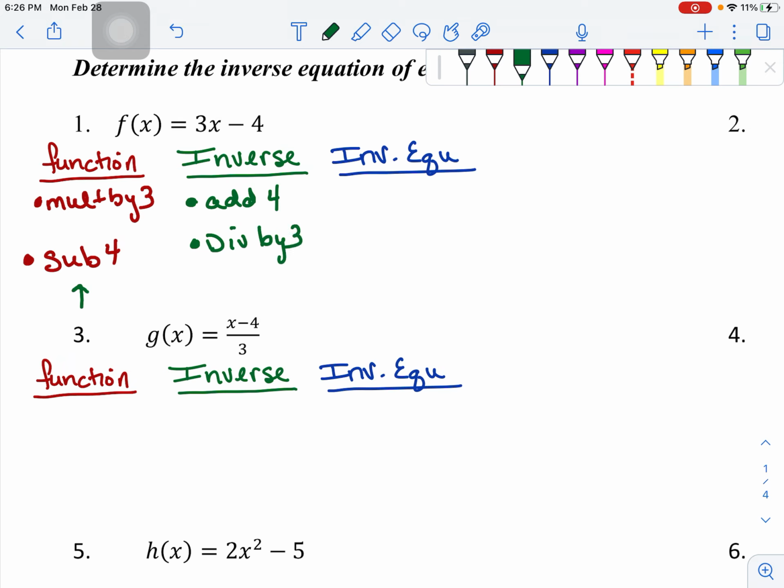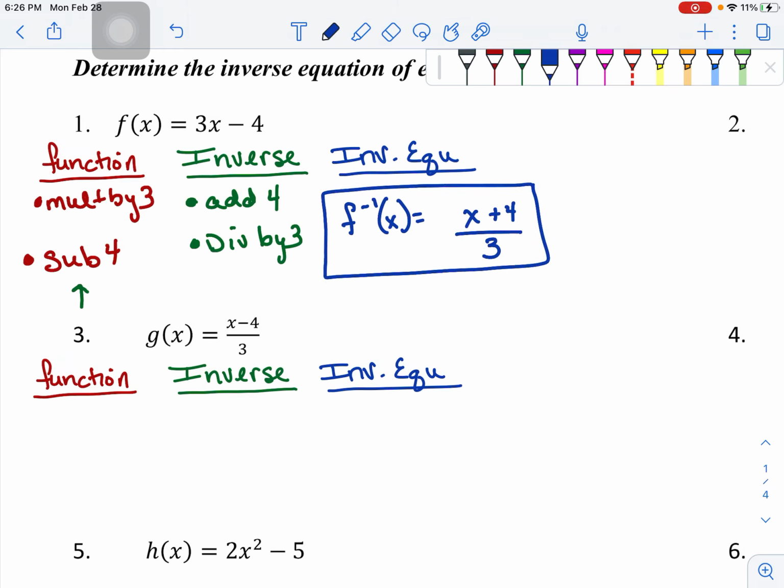And then we're going to take that green column and we're going to actually write the equation, which is what the answer is, what we want. And I start by putting an x, and I'm going to add 4 to it. So I put a plus 4. And I'm going to divide by 3, the whole thing by 3. And there's your answer.